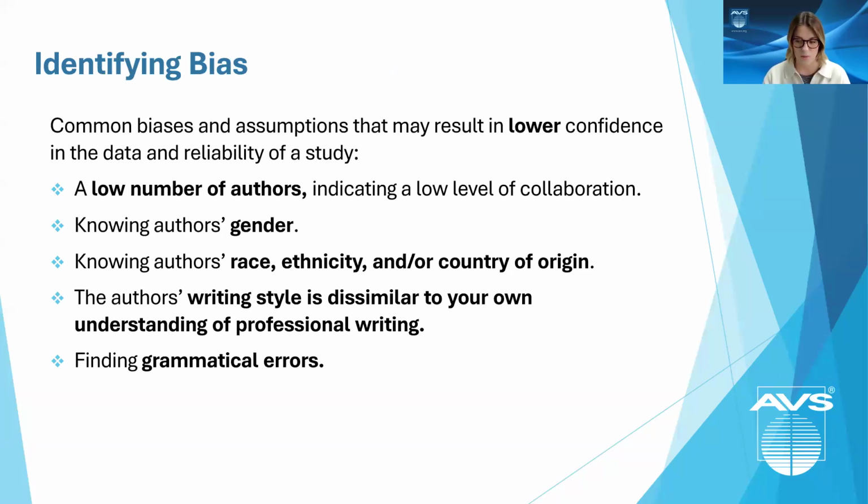As I stated, when you agree to review a paper, you agree to be unbiased in your comments. And the first step toward doing so is identifying any biases that you may hold. Some common biases and assumptions that may result in a lower confidence in the reliability of a study include the fact that there's a low number of authors, which may indicate to you that there was a low level of collaboration in the work, knowing the author's gender, race, ethnicity, or country of origin, the authors having a dissimilar writing style to your own, or finding grammatical errors in the manuscript.